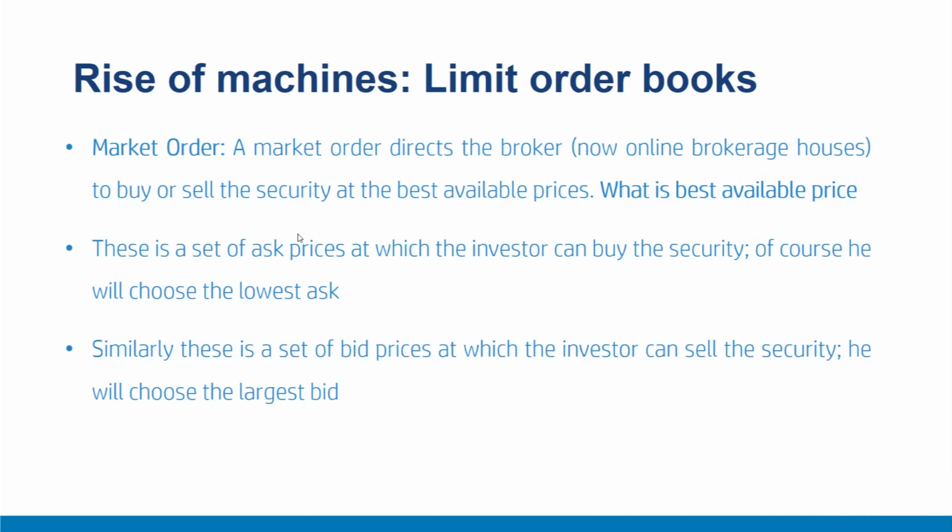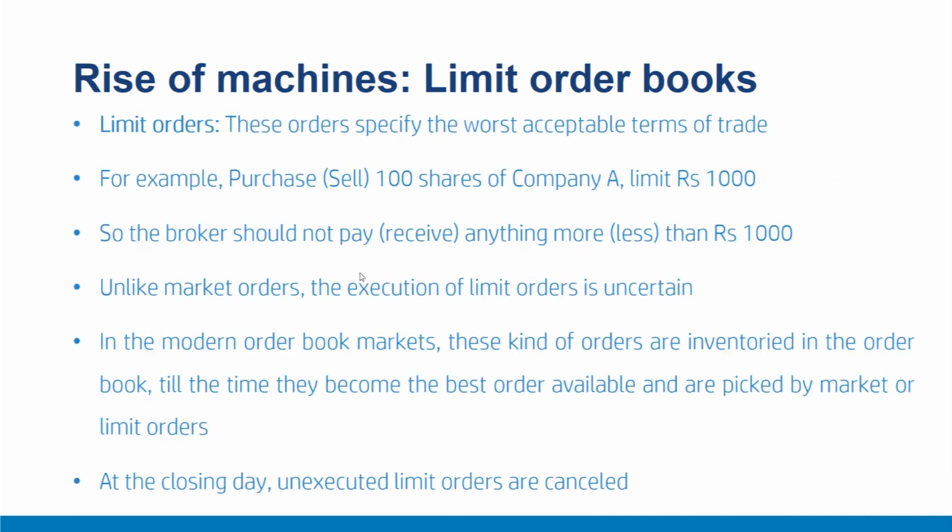So for example, there is a set of ask prices at which an investor can buy the security. Of course, he will choose the lowest ask to buy the required security. Similarly, there is a set of bid prices at which an investor can sell the security. However, he will choose the largest bid price to sell a security.